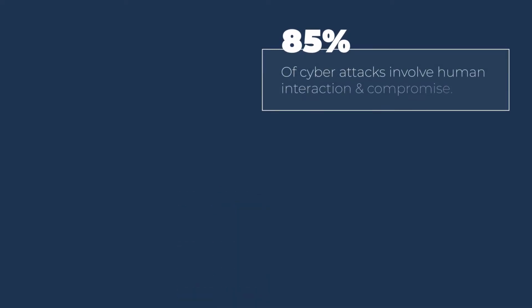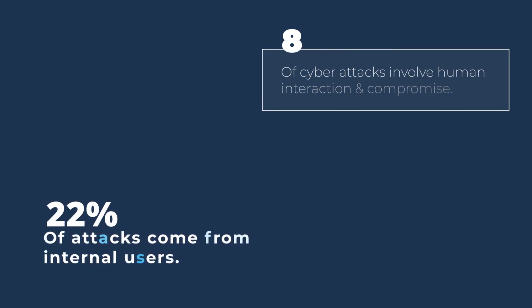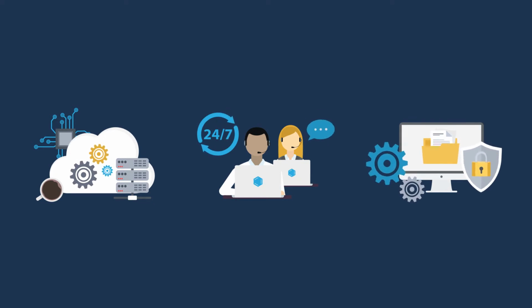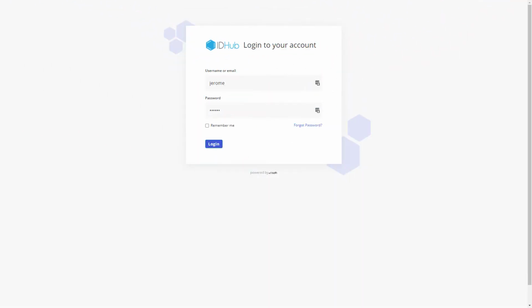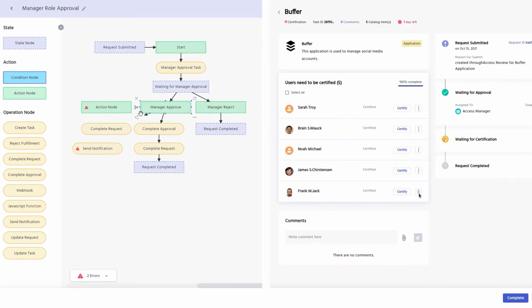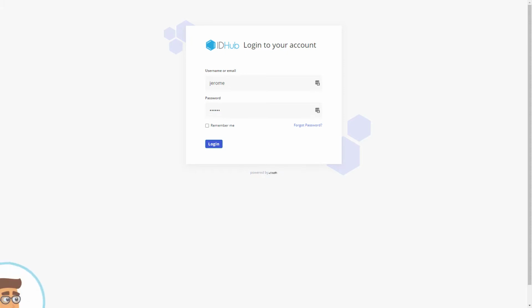As you probably already know, 85% of cyber attacks involve human interaction, and 22% of attacks come from insider threats. Identity management is critical to cybersecurity, but it needs to be functional, easy to use, and adaptable to your security requirements. Today, we'll show you how to quickly customize business workflows and how easy it is to certify or revoke user access inside IDHub.